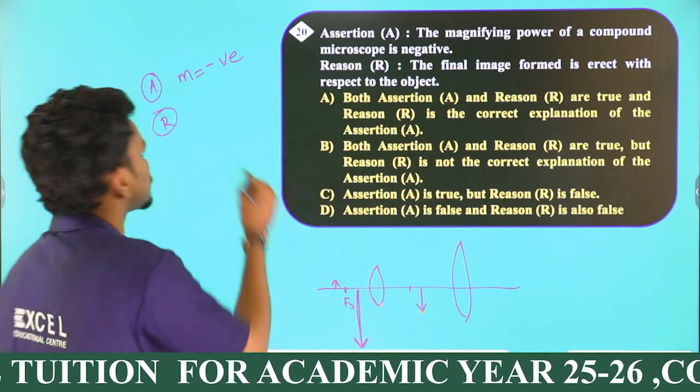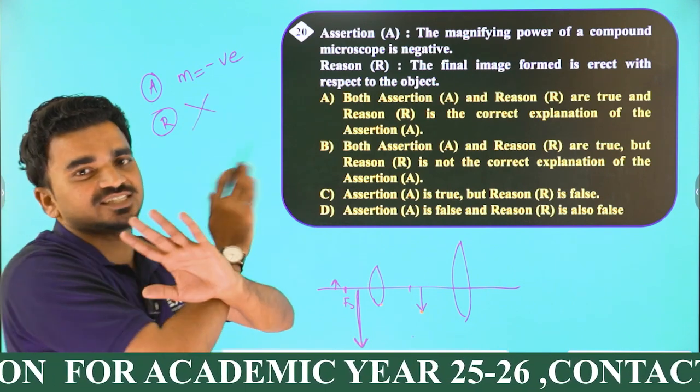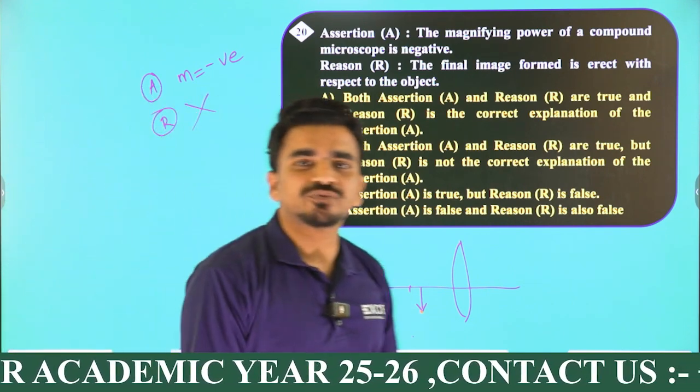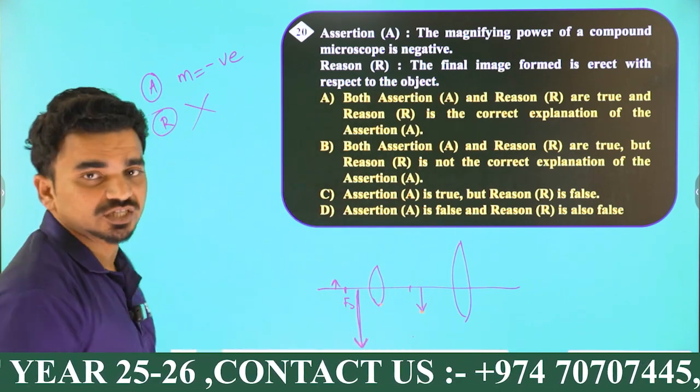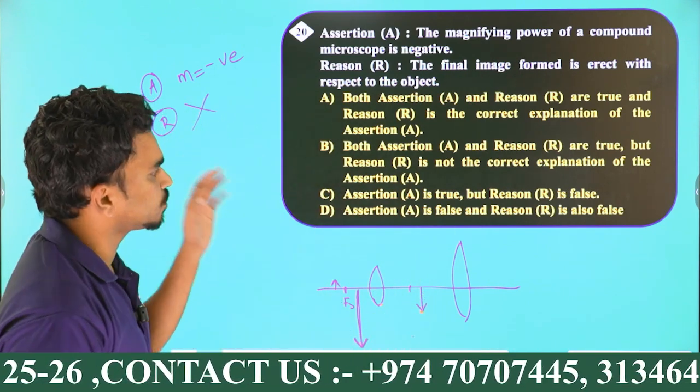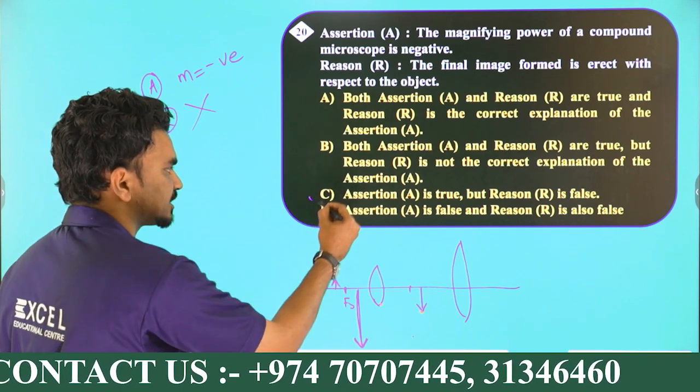So the reason is wrong. We don't agree with the reason. In a compound microscope, the final image is inverted with respect to the object. That's the reason why magnification is negative. So the assertion is true, the reason is false, is the answer.